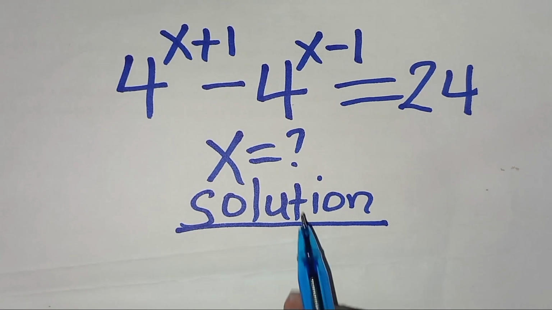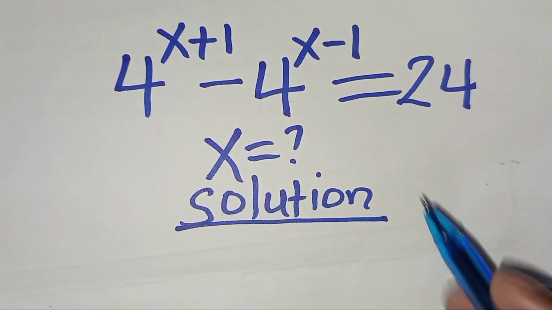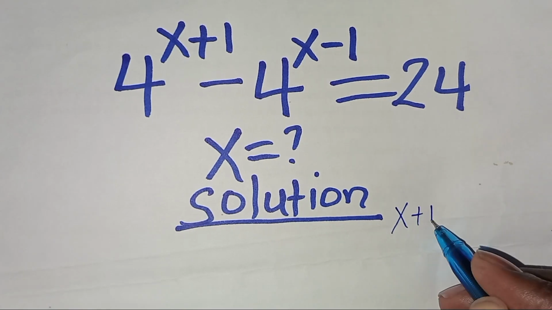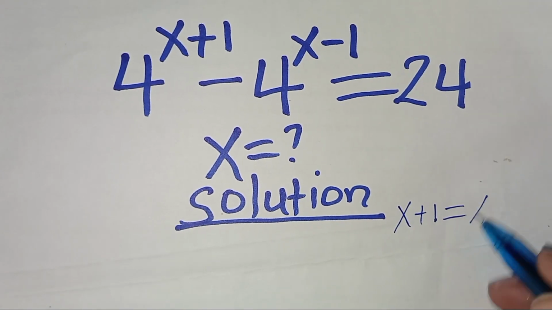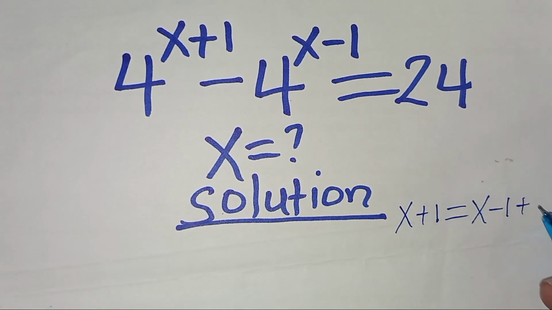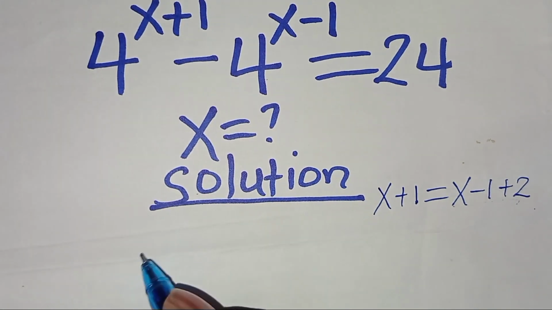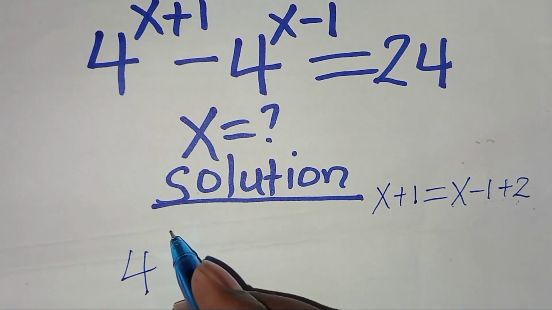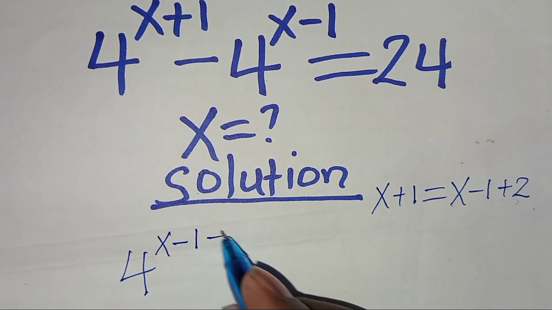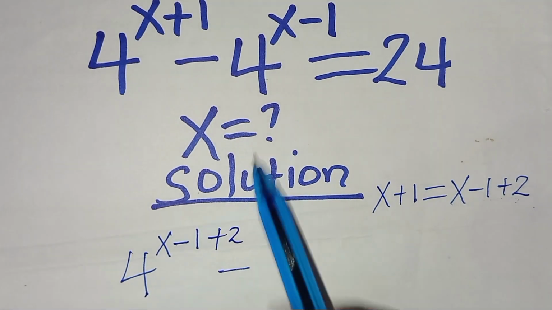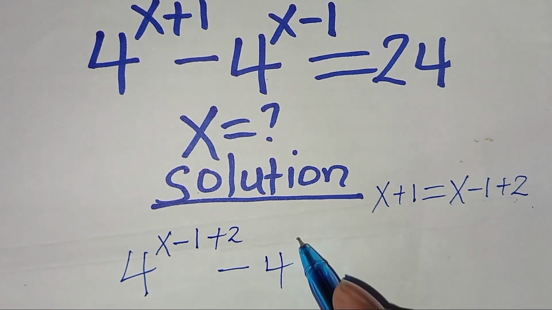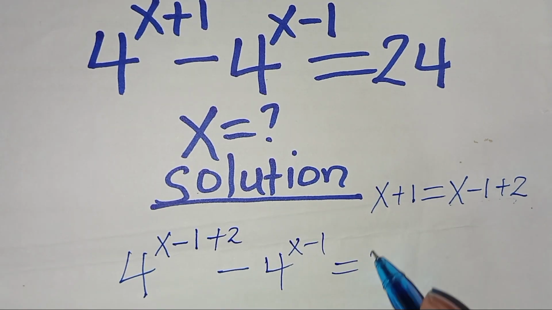Now, solution here. We can express x plus 1 as x subtract 1 plus 2. So let's substitute this. Now we'll have 4 to the power of x subtract 1 plus 2, subtract 4 to the power of x subtract 1, this is equal to 24.